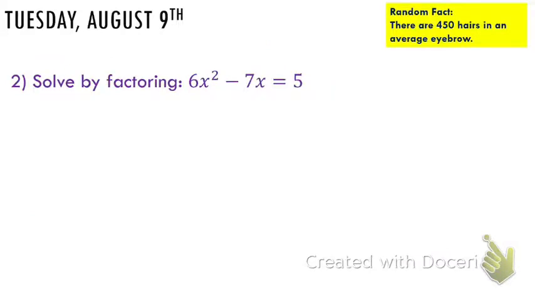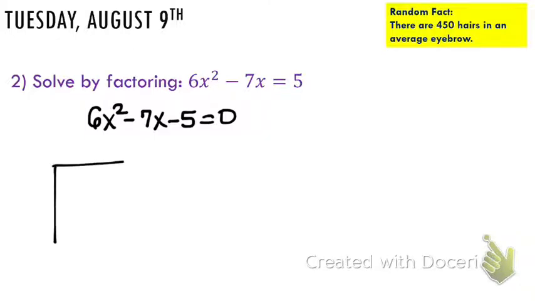All right, so let's look at the next example. We have to factor. So we have 6x squared minus 7x minus 5 equals 0. We need to make our box. I had to set it equal to 0, so I had to subtract 5 from both sides. So 6x squared goes here, negative 5 goes here.